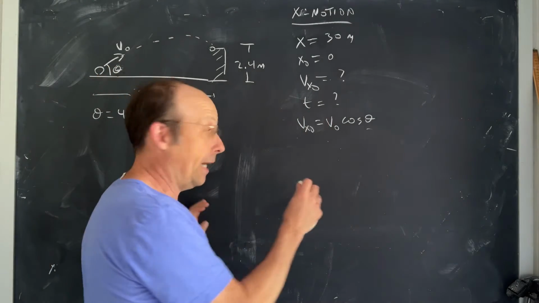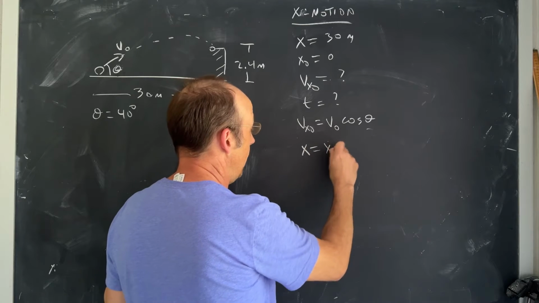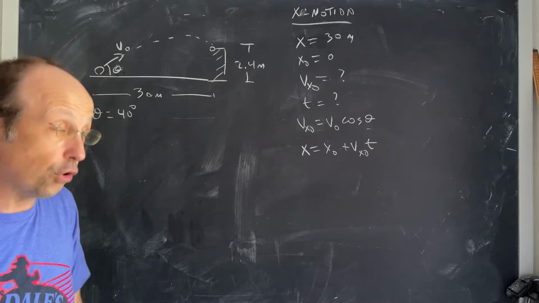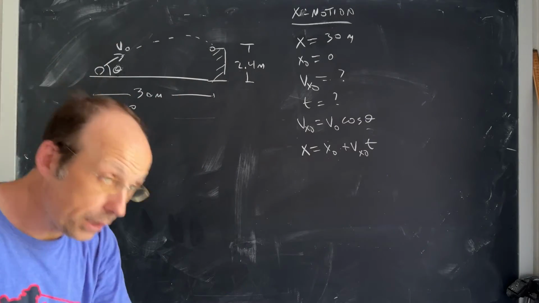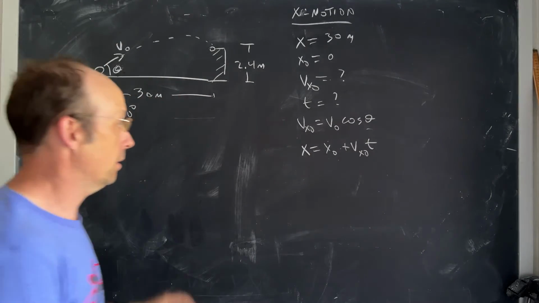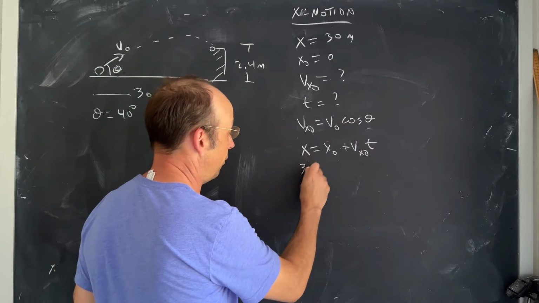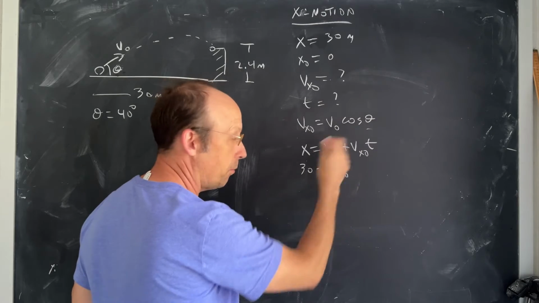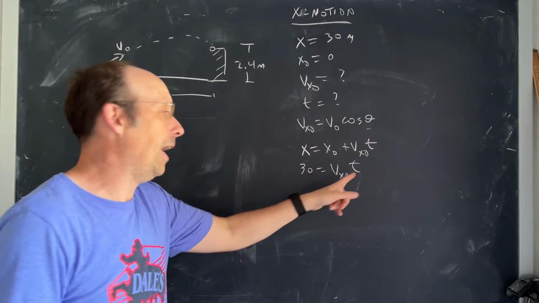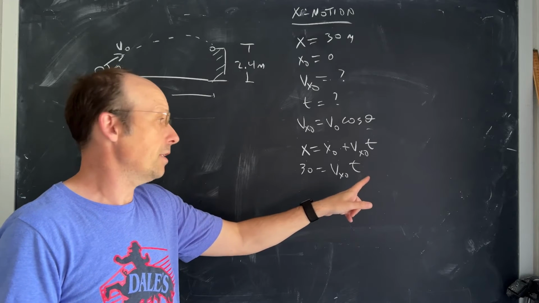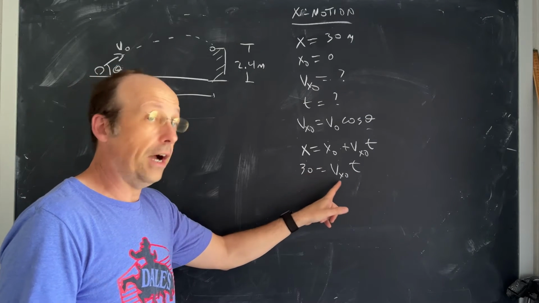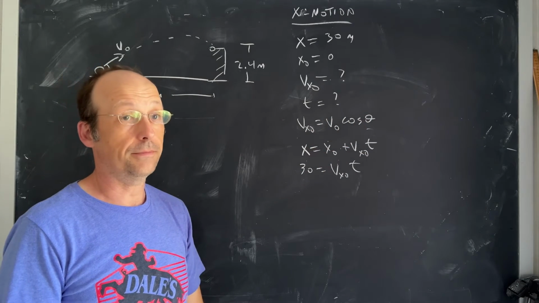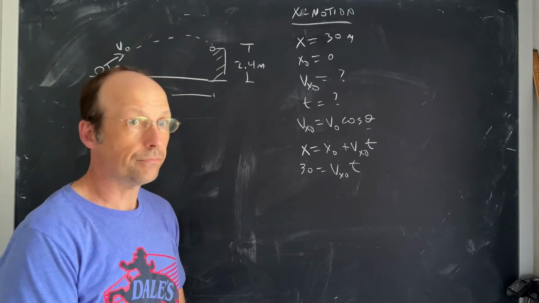I do have the kinematic equation x is x0 plus Vx0 t. That's true because there's zero acceleration in x, so that's my kinematic equation. I can write this as 30, 0, Vx0, and I can even put in what I want, t. But if I only knew the time, then I could find the initial x velocity, and use that with my angle theta to find the initial velocity. But I don't know time.